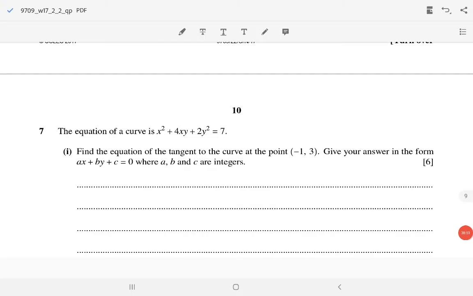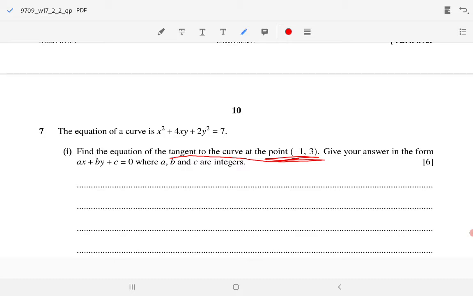The equation of a curve is this. Find the equation of the tangent of the curve at point -1, 3. Give your answer in the form ax plus by plus c, where a, b, and c are integers. Alright, so we need to find the equation of the tangent of the curve at this point.